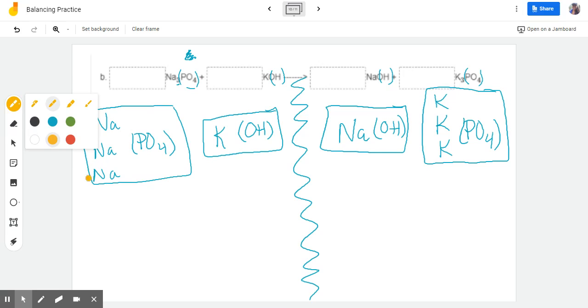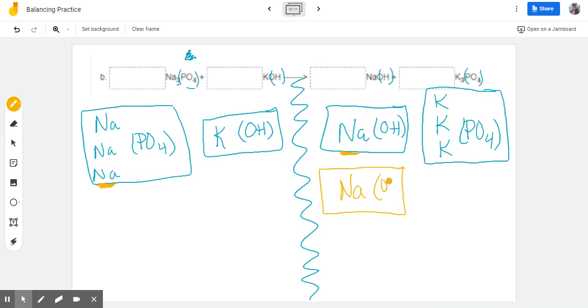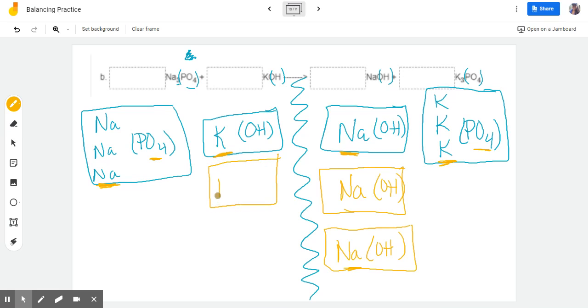So we first notice that we have 3 sodiums over here, but we only have 1 over here. So I'm going to go ahead and fix that right from the start, and make my 3 sodiums appear by adding in additional molecules of sodium hydroxide. So now I have my 3 sodiums, we're good there. I have 1 phosphate on this side, I have 1 phosphate on this side. Then I have 1 potassium on my reactant side, but I have 3 potassiums on my product side. So I'm going to go ahead and draw in 2 more of my molecules of potassium hydroxide so that I have 3 potassiums on my reactant side and 3 potassiums on my product side.